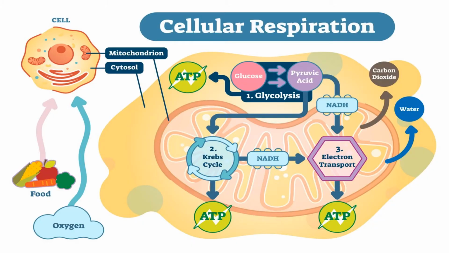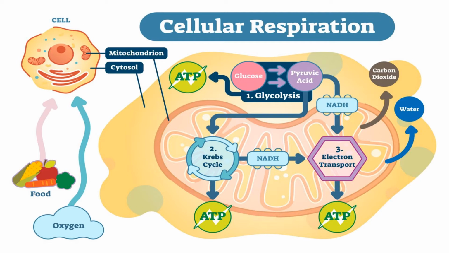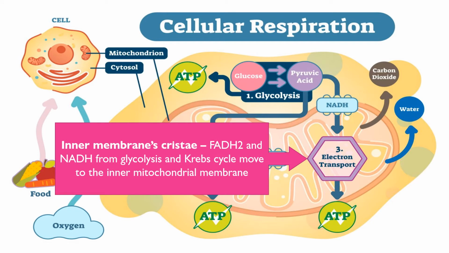So, in eukaryotic cells, the two pyruvate molecules produced in glycolysis cross both of the mitochondrial membranes and move into the matrix. Here, enzymes cleave pyruvate and carry out the Krebs cycle. Then, FADH2 and NADH from glycolysis and the Krebs cycle move to the inner mitochondrial membrane, which is studded with many copies of the electron transport proteins and ATP synthase. The inner membrane's cristae provide tremendous surface area on which the reactions of the electron transport chain occur.